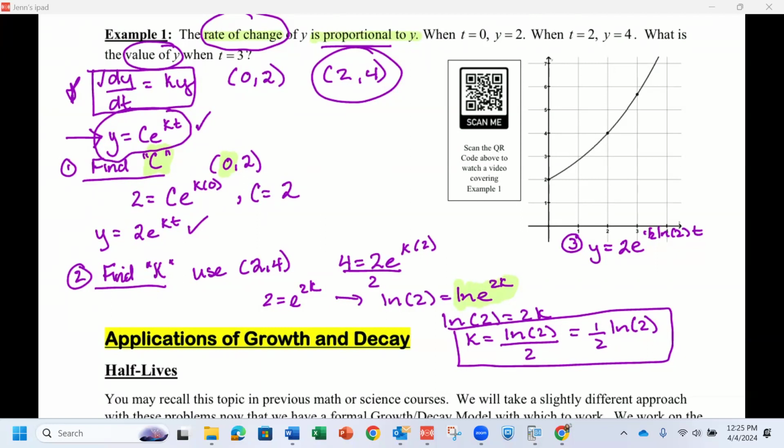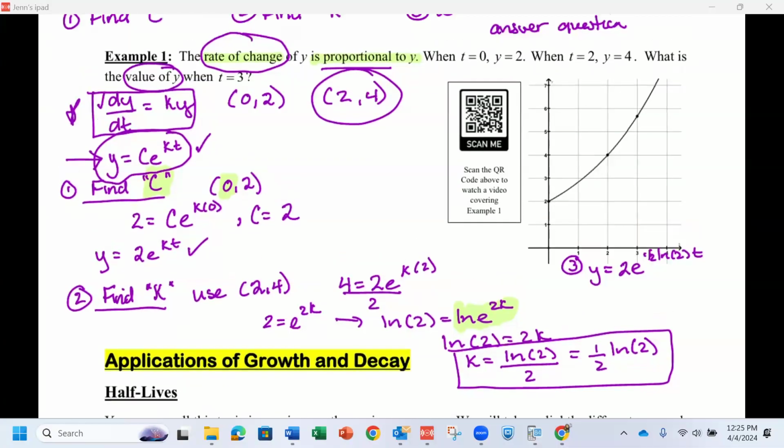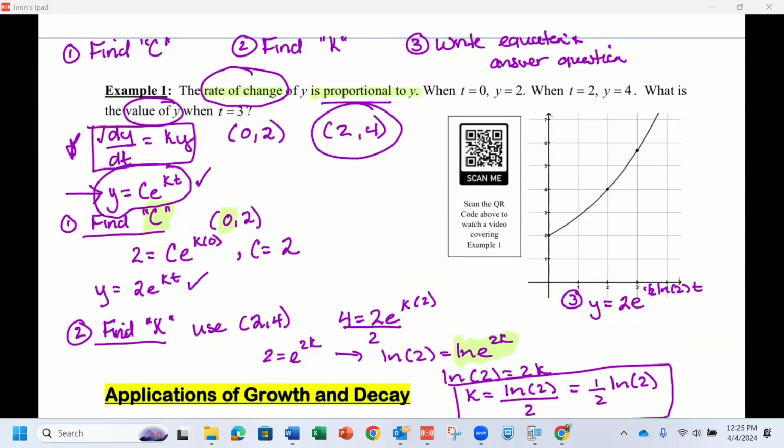So any questions on finding the k or finding the c value? Now the question, remember, is asking us to find the value of y when t is equal to 3. So now I'm just going to plug 3 in for t. So I have y is equal to 2 times e raised to that 1/2 times the natural log of 2 times 3.